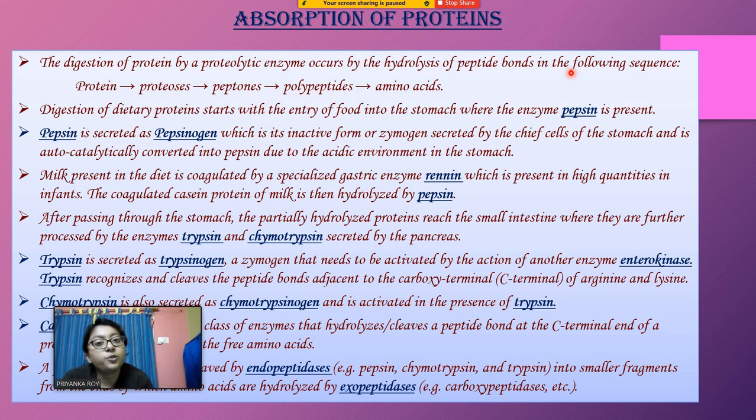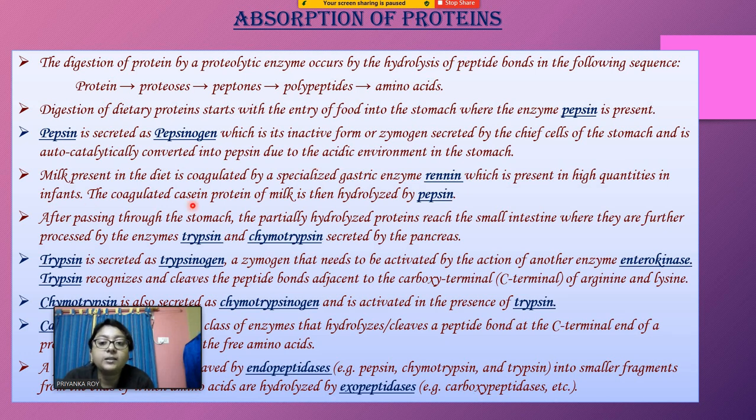Next is the absorption of proteins. So, protein digestion leads to the following sequence. From protein, it is broken down to proteoses, then peptones, then polypeptides, then amino acids. Now, in the stomach, the very important enzyme is pepsin, which is secreted as pepsinogen, the inactive zymogen of the enzyme. This is secreted by the chief cells of the stomach that we have already seen. And it is converted to pepsin in the acidic environment of the stomach, that is in presence of HCl.